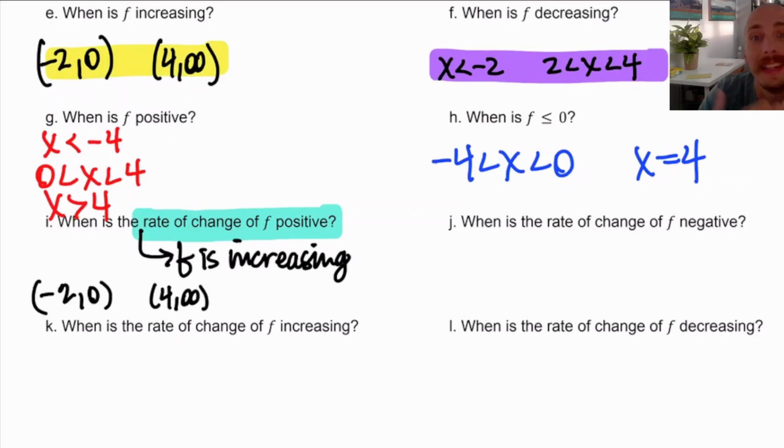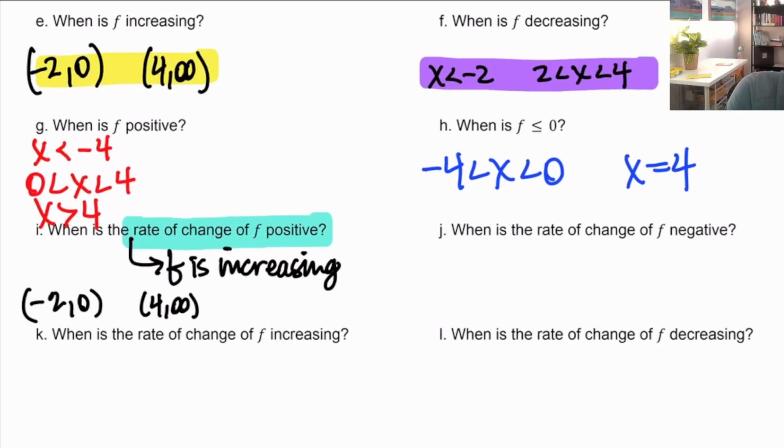Okay? We make this easier on ourselves, not more difficult, because I know that the language here is the challenging part. You've already found where the function's increasing. We don't need to go back to the graph and hammer that home. When is the rate of change of f negative? Well, the rate of change of f is going to be negative when f is decreasing.